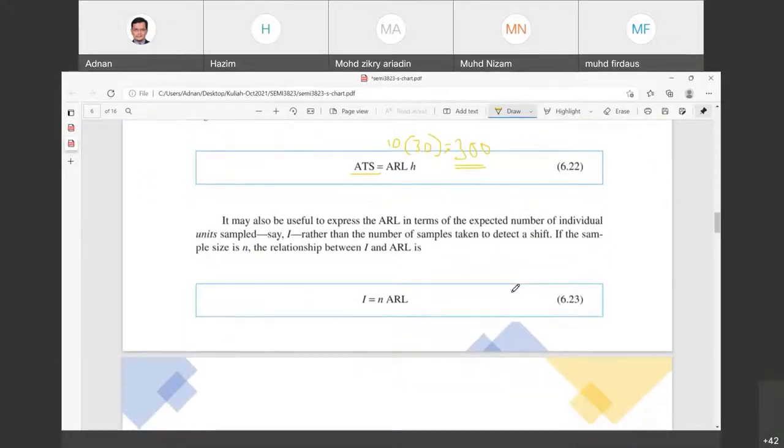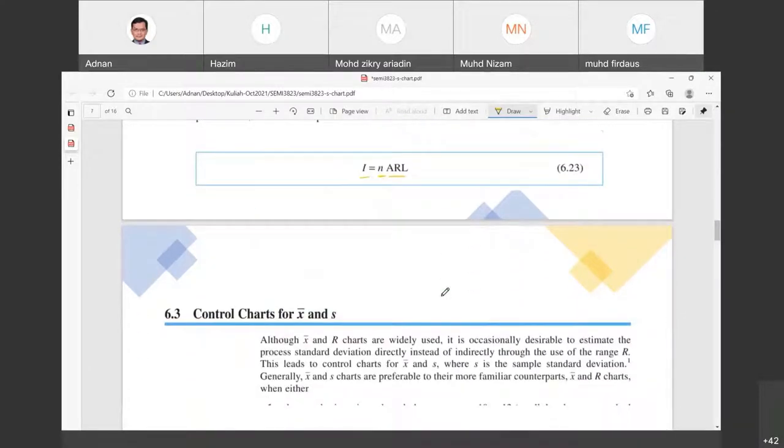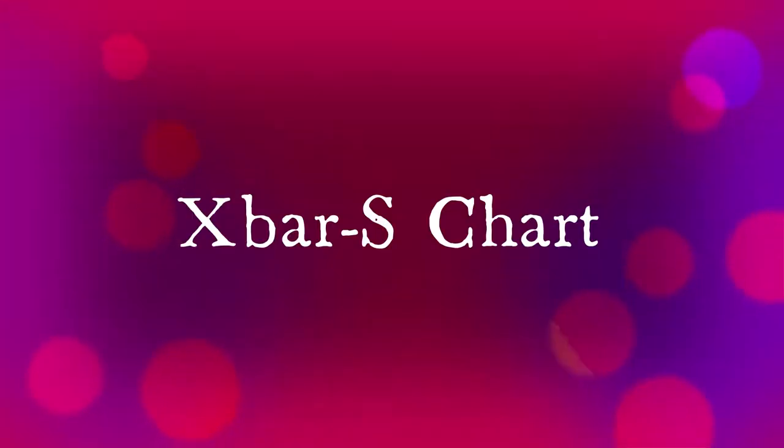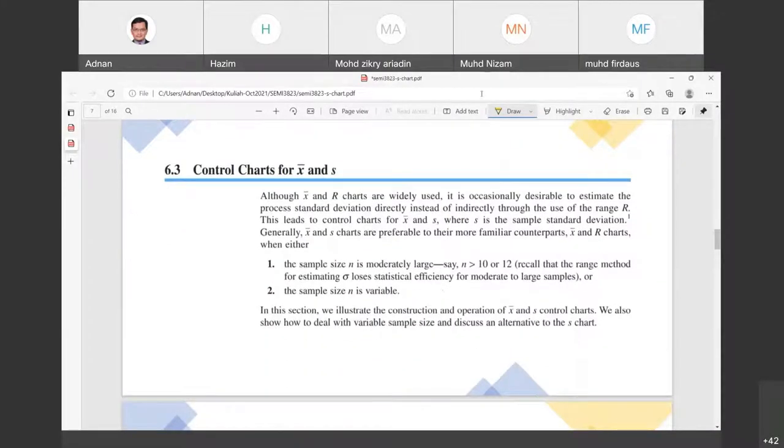Also, we can express in terms of number of individual unit samples, which is I. I equals n, the number of individual units, multiplied by ARL. So we can express differently. Okay, let me move on to another control chart. Any question before I move on to the S chart?